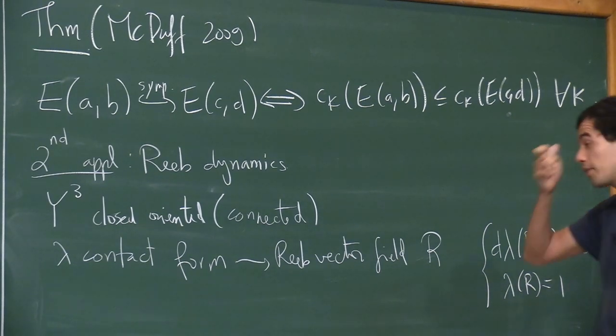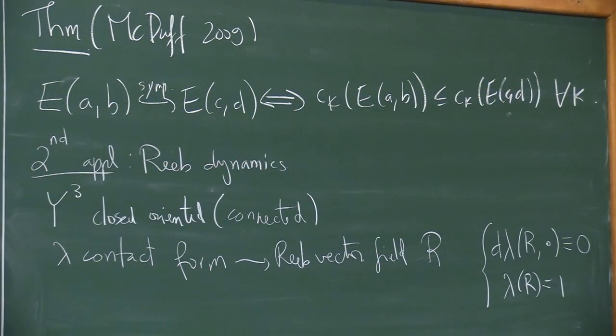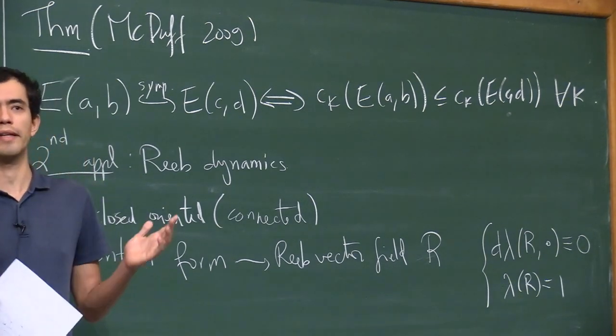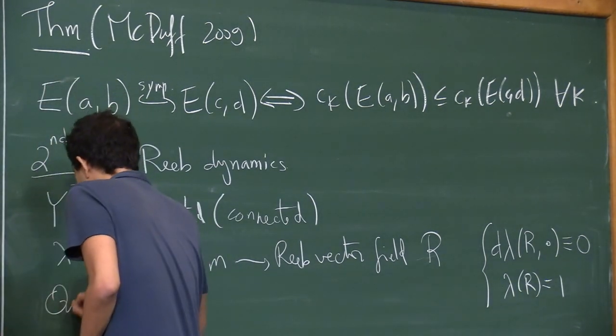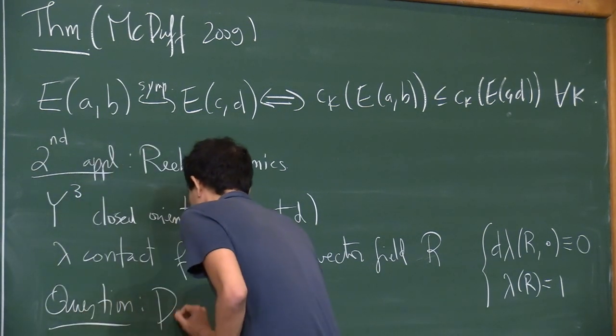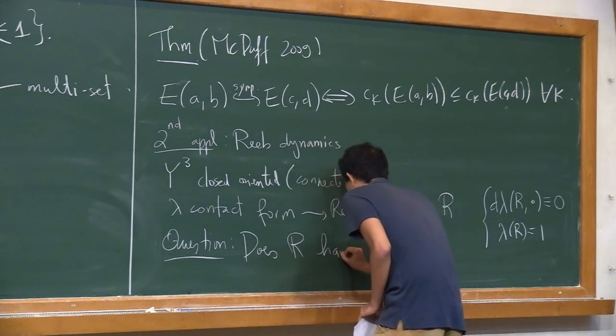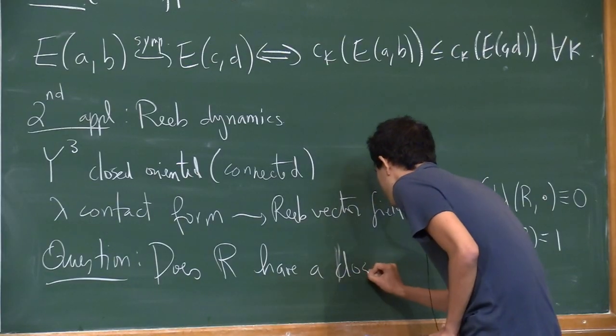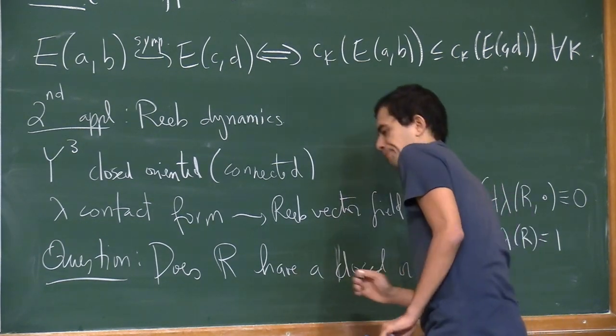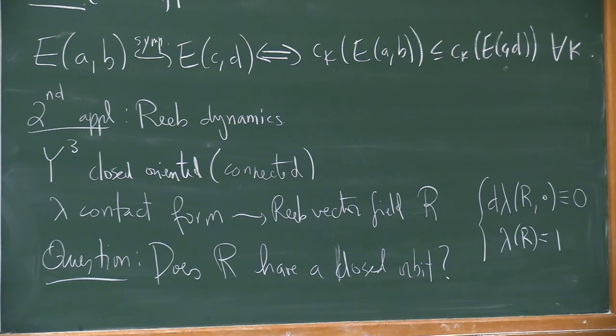Okay? So, you know, this defines a dynamics on your manifold, and you can ask very simple questions like, does the flow of this vector field have a closed orbit? So, you know, this is the first question. Does R have a closed orbit? And as Joe explained on Tuesday, this was kind of the motivating question for people to try to define contact homology in general. And this is called the Weinstein conjecture for a general contact manifold.